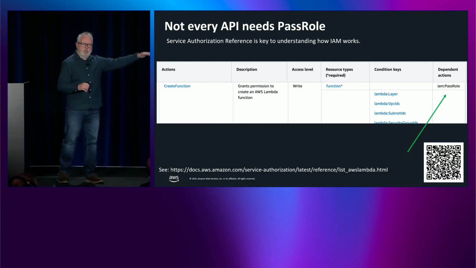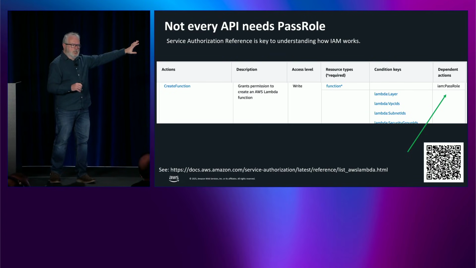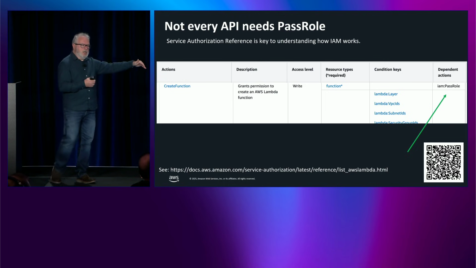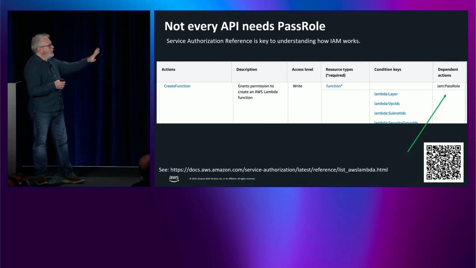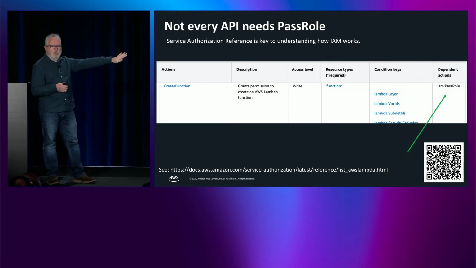I truncated some of the condition keys, but those are the condition keys that are available. But a couple years ago, they started including dependent actions. And so these are other permissions that this might need. And pass role here is listed as a dependent action.